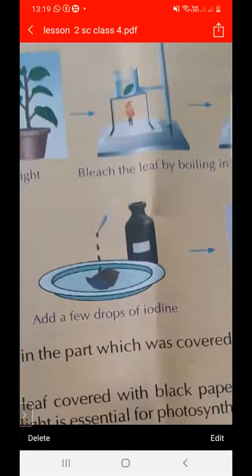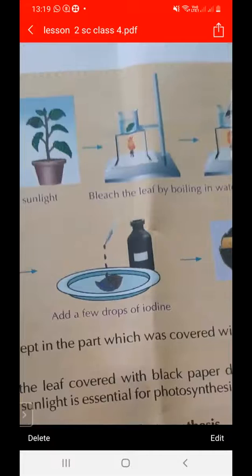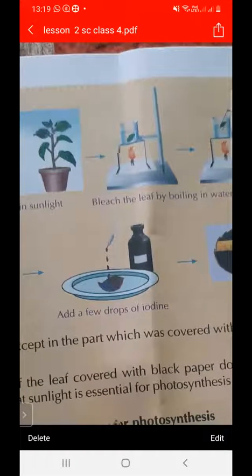And what is the purpose of iodine? If we take a potato and put some iodine on it, it turns blue-black because it contains starch. How will you test for starch in a given material? Firstly, we will take the material and add some iodine drops, and it will turn blue-black. This shows that this substance contains starch.